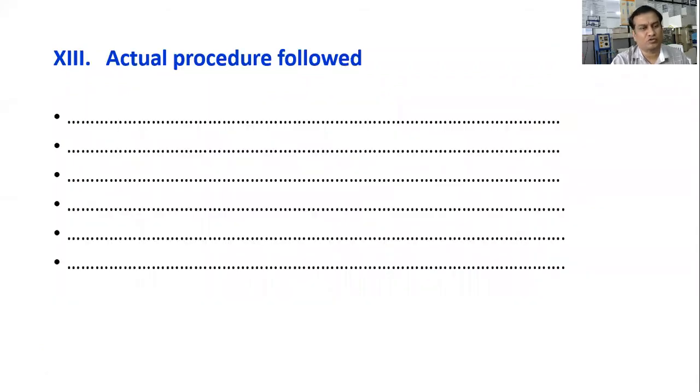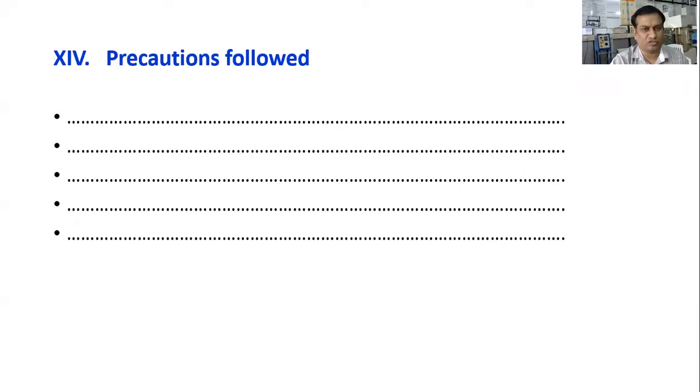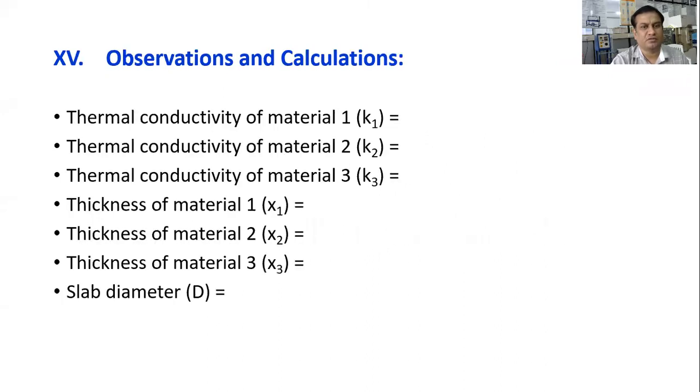Then you should write the actual procedure followed, because we have discussed the procedure to be followed, that is the theoretical one, but whatever actual procedure you followed should be written in this point. Then whatever the precautions, we have already discussed the theoretical precautions to be followed, you should write the actual precautions followed in this point. Then what are the observations?